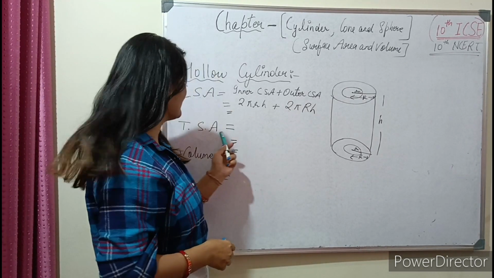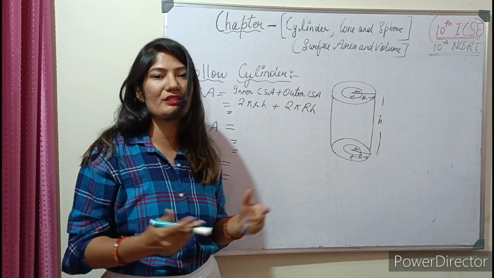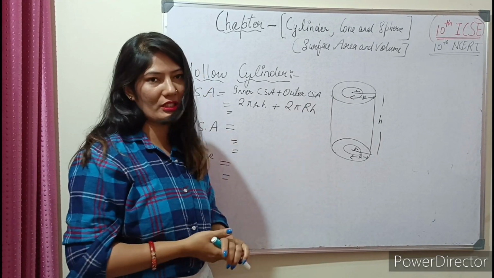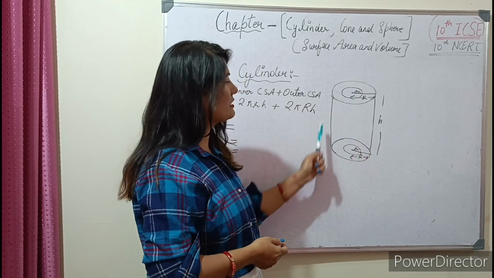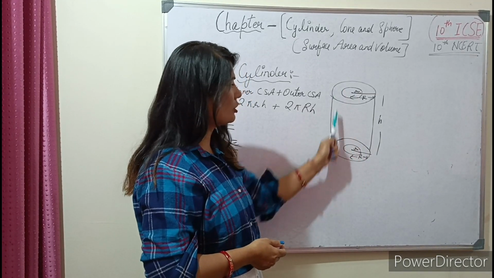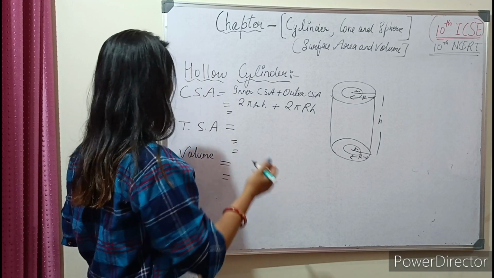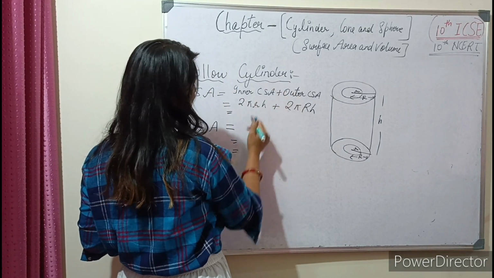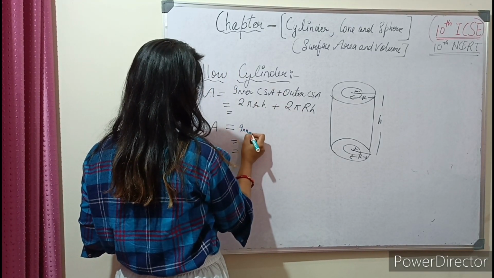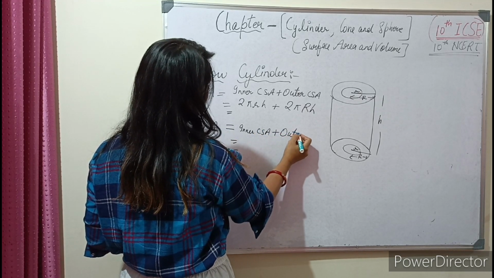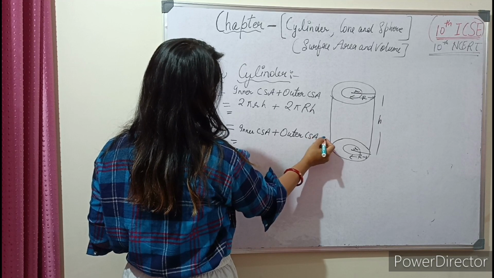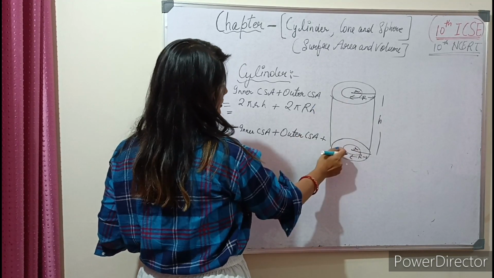Now the next one, TSA. Here TSA means the total surface area of this hollow cylinder. So TSA means this complete portion, including the CSA plus these two cross sections, right. So TSA means this complete CSA, that is inner CSA plus outer CSA, and plus the area of these two cross sections.